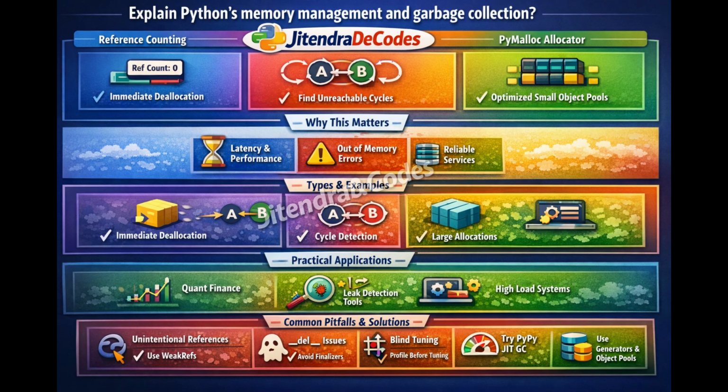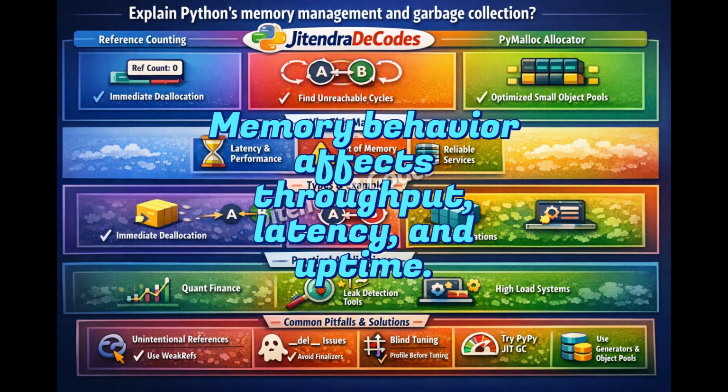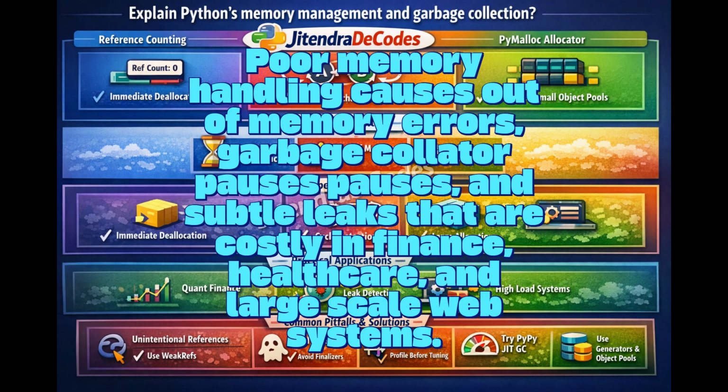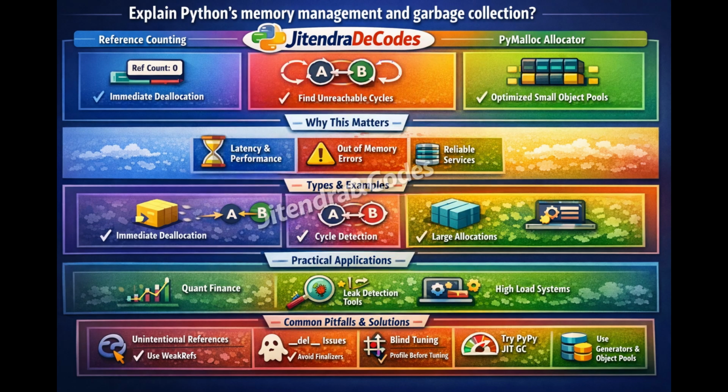So I always treat memory management as a first class performance and reliability concern, especially for services that run continuously or process large datasets. Now let's see how Python allocates and reclaims memory and why it matters for latency, scalability, and practical ways to diagnose and mitigate these problems. So the memory behavior affects the throughput, latency, and uptime of the application. Poor memory handling causes out of memory errors, garbage collector pauses, and subtle leaks that are costly in various domains and large scale web systems.